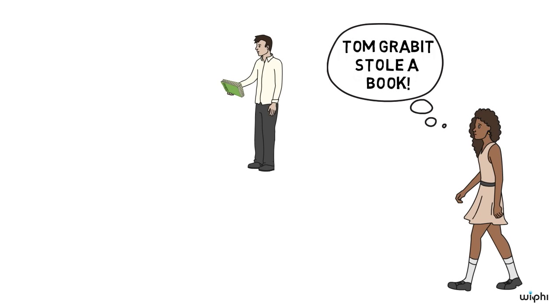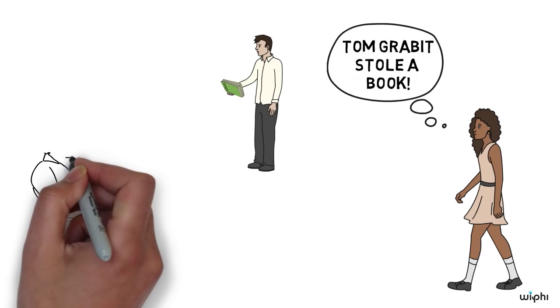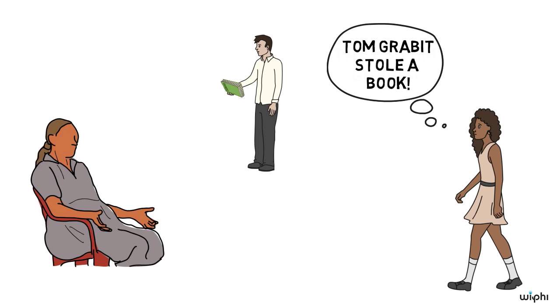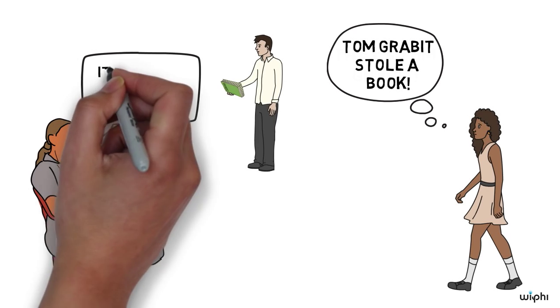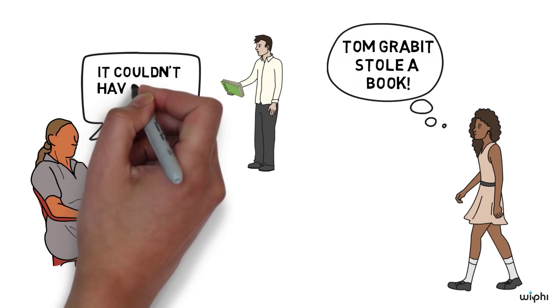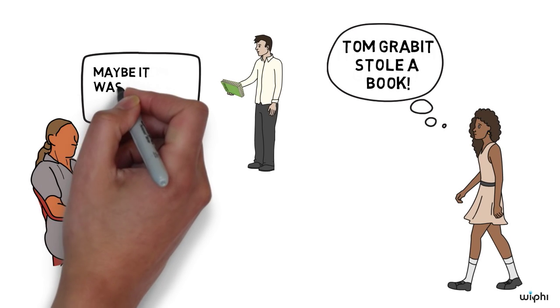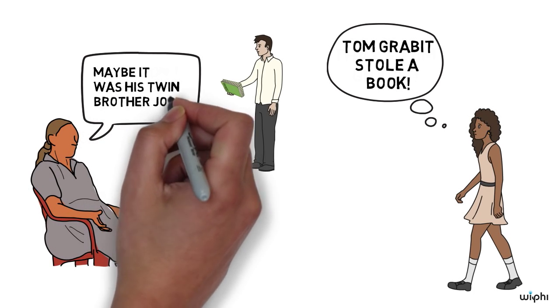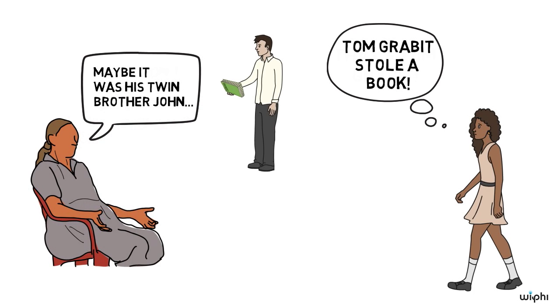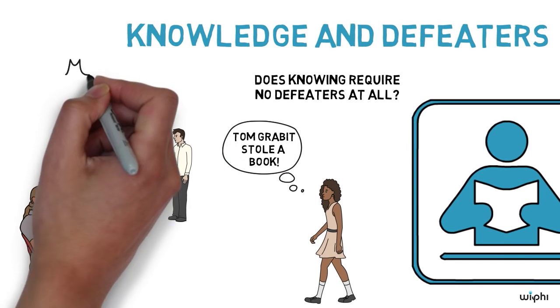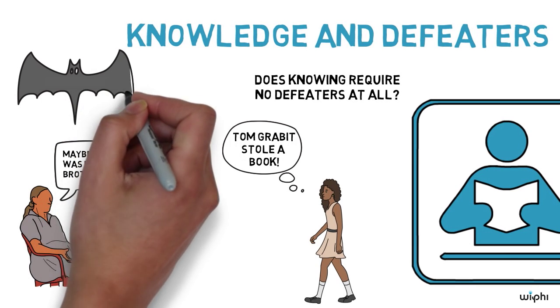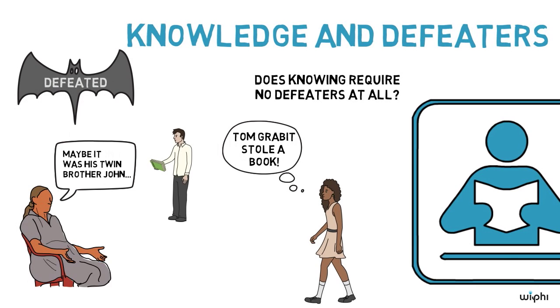But wait, here's a hidden fact. Tom's mother, Mrs. Grabbit, is sitting at home by her telephone, ready to testify to the police or anyone else who calls that actually Tom could not have been in the library today because he's over 1,000 miles away. She's also going to advise everyone that you might have seen Tom's identical twin brother, John Grabbit, who told her he was going to the library to get a book he desperately needed. So at this point, it seems that your justification has now been defeated, and you don't know that Tom Grabbit has stolen a book from the library after all.